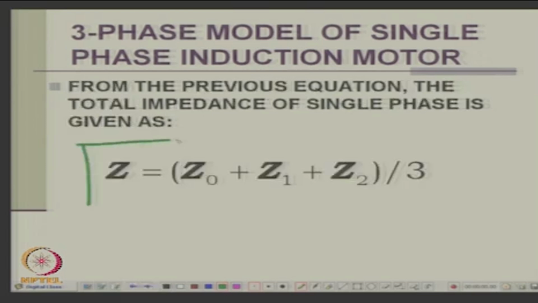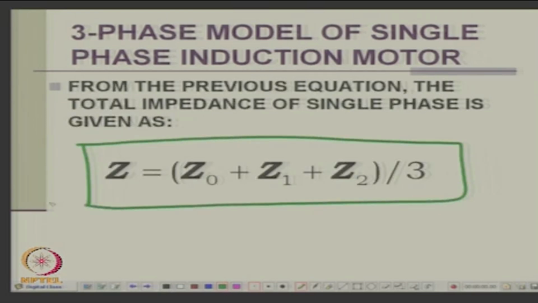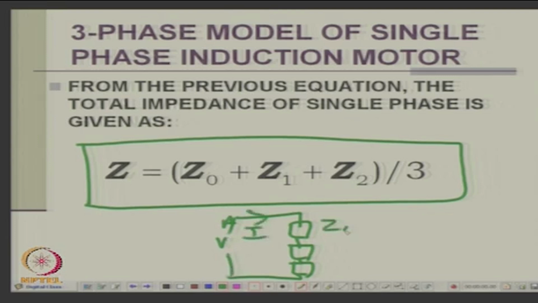So, we are expressing the impedance in terms of the sequence impedances, Z naught plus Z 1 plus Z 2 by 3, for a single machine. If you have one winding, we write it in terms of 3 impedances. You apply a voltage V, it draws a current I decided by Z 1, Z 2, Z naught, all by 3. This we have done.